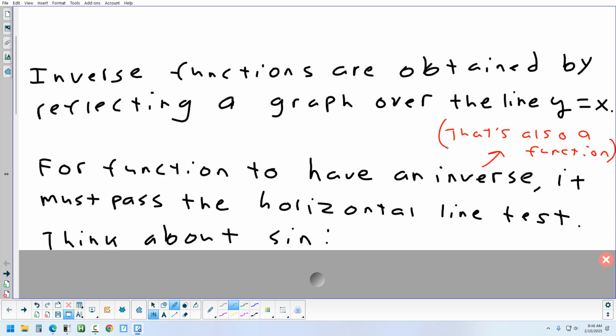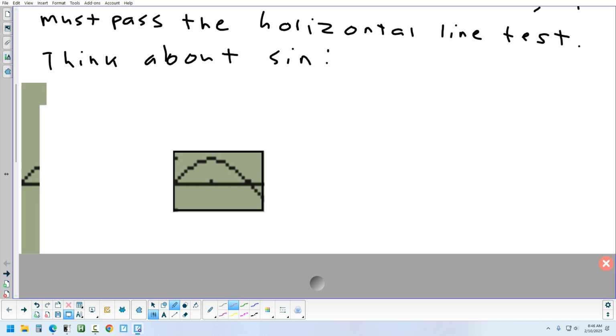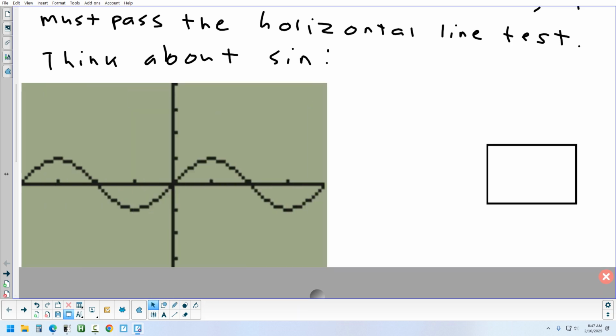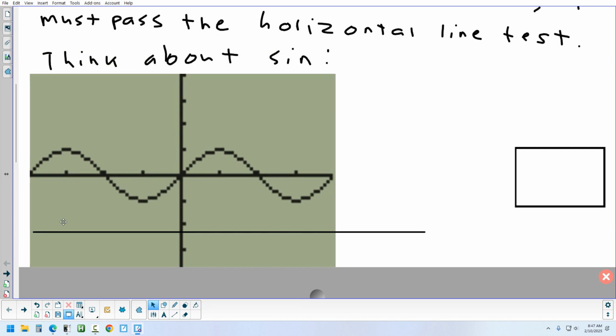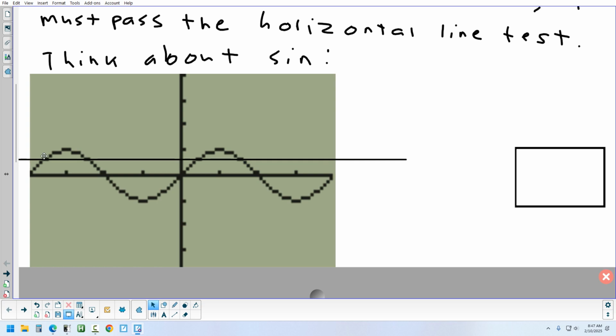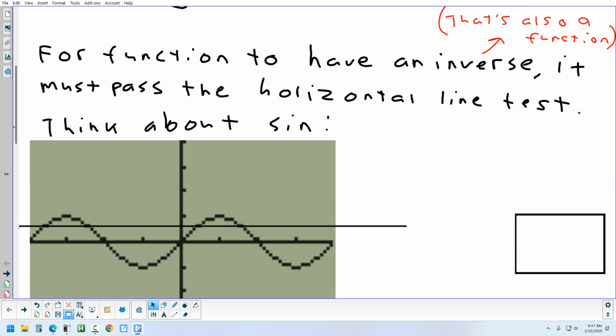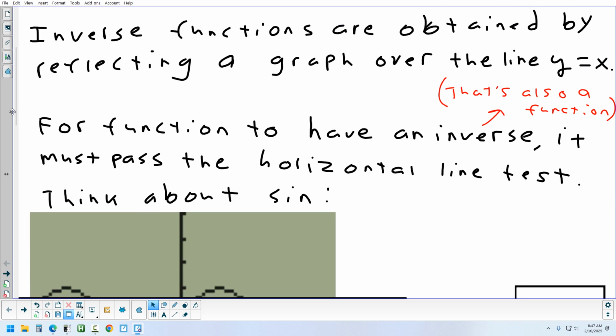So the horizontal line test tells you if the inverse of your graph is a function. Okay, let's look at sine. This is what sine looks like. I just drew a couple cycles. If I put a horizontal line like that, move the line up, does the horizontal line hit the graph of sine more than once? Right. So that means it fails the horizontal line test. Because the graph of regular sine fails the horizontal line test, that technically means that its inverse is not a function.